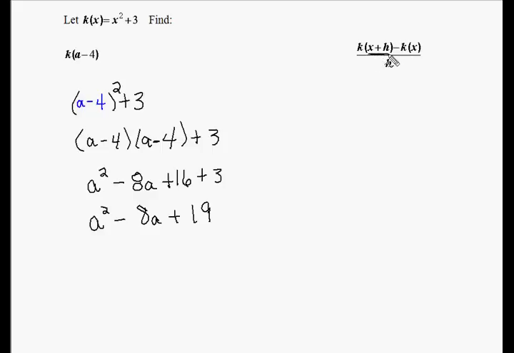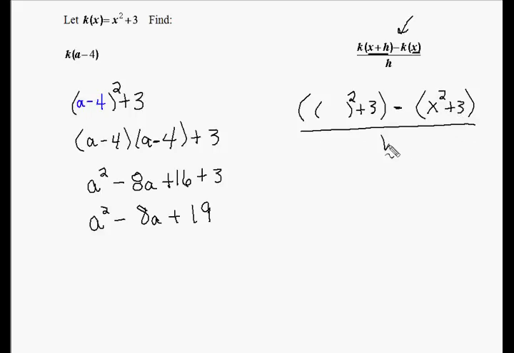In k, we're going to stick in an x plus h, and then we're going to just leave the x in there, and we're going to subtract those two expressions. So we'll take our first grouping, replacing x with x plus h, square that, add 3, and then we will subtract the function evaluated at x, which is x squared plus 3, and we'll divide by h.